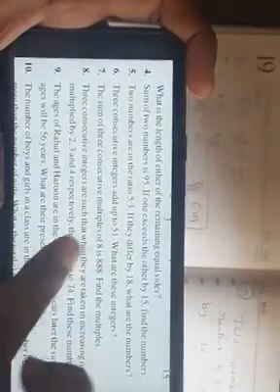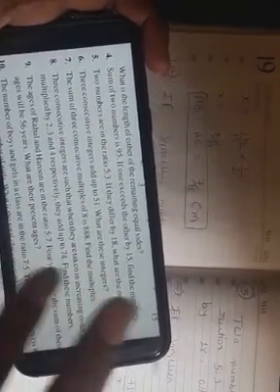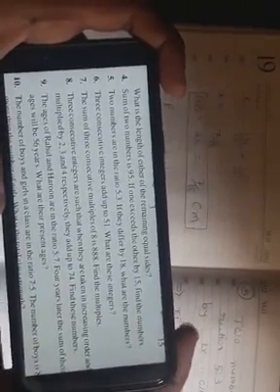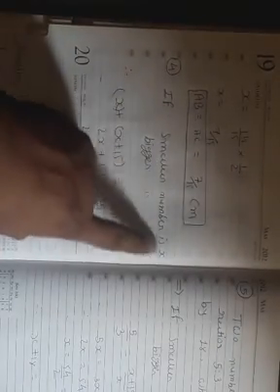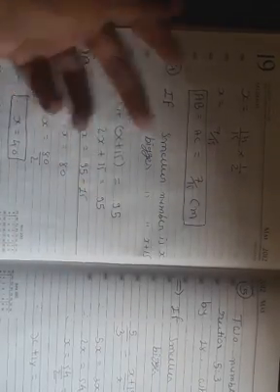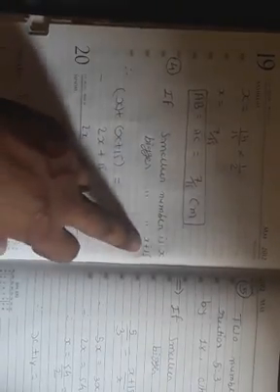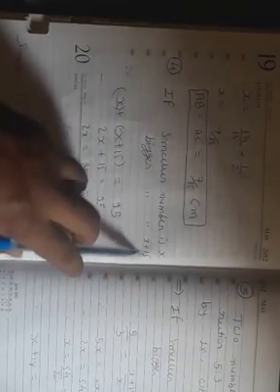So if a smaller number is something, then the bigger number will be 15 more than the smaller number. That is why we have supposed here that if the smaller number is x, then the bigger number is 15 plus the smaller number. Because the gap between them is 15, the bigger number will be x plus 15.